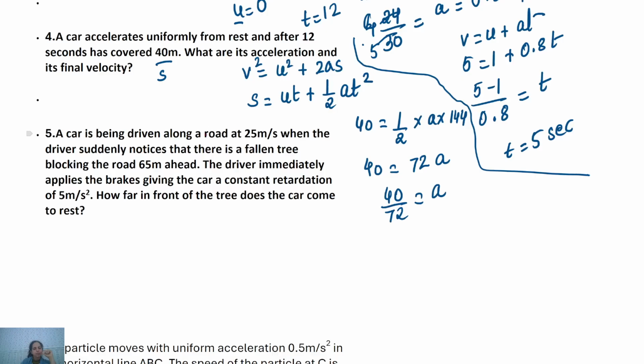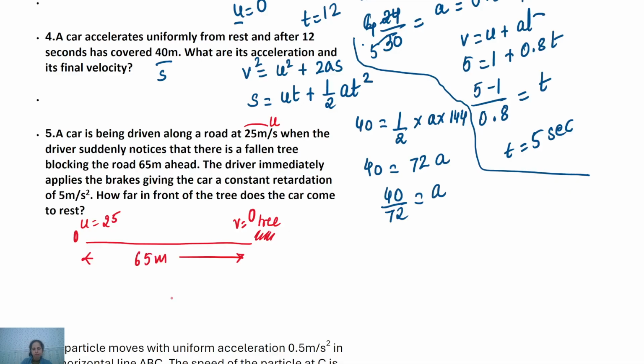A car is being driven along a road at 25 meters per second. So this is the starting velocity. When the driver suddenly notices there's a fallen tree blocking the road 65 meters ahead. So this is my car, 65 meters ahead, there's a tree. That means the driver has to stop, isn't it? So the final speed has to be 0, yeah? And the distance is 65 meters. So he has to stop in 65 meters.